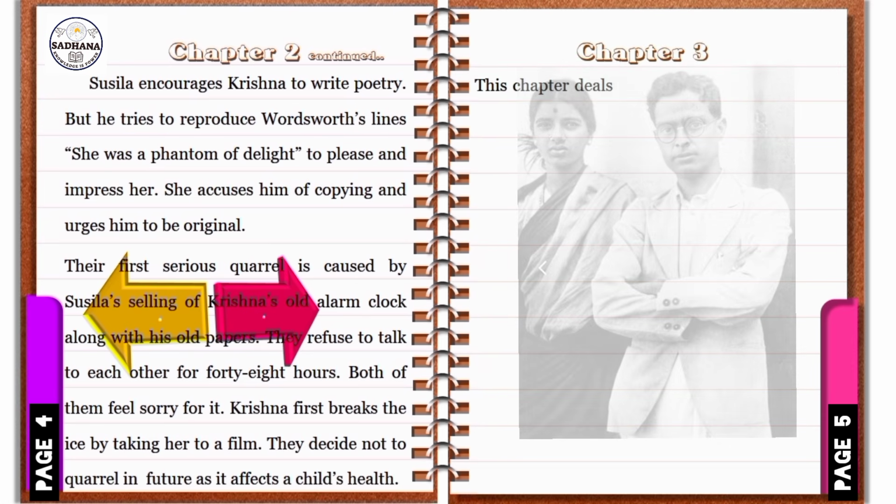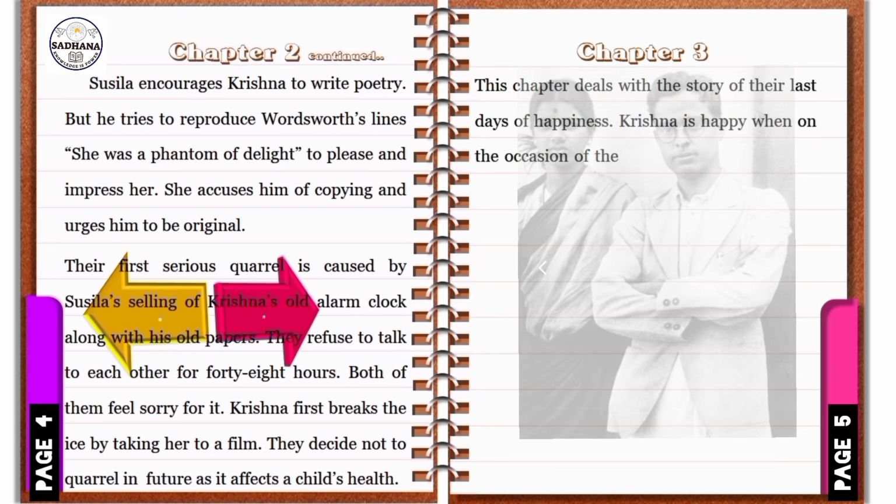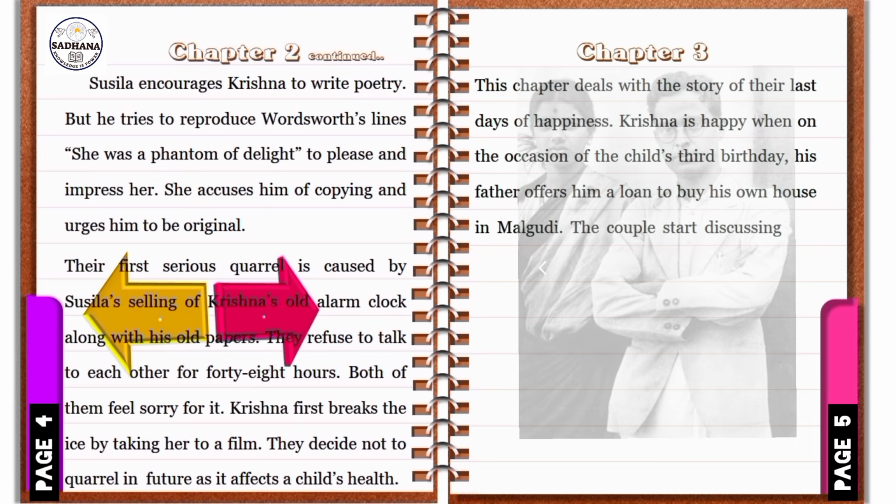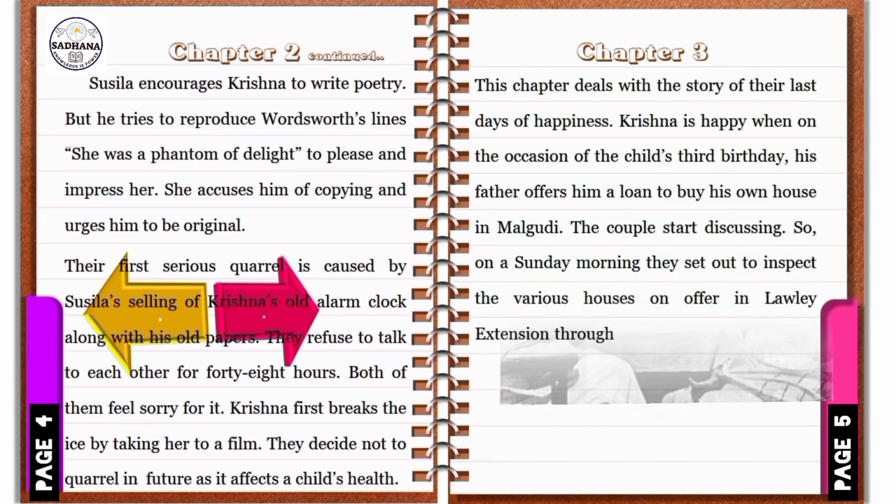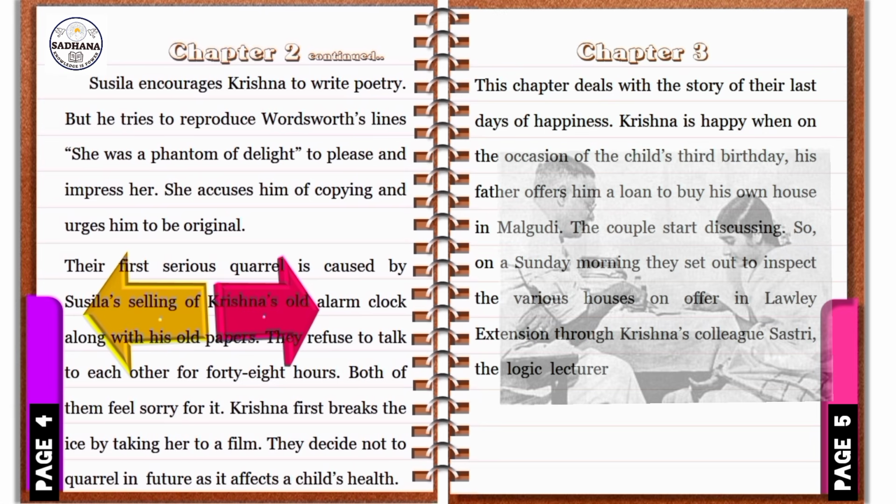Chapter 3. This chapter deals with the story of their last days of happiness. Krishna is happy when, on the occasion of the child's 3rd birthday, his father offers him a loan to buy his own house in Malgudi. The couple start discussing. So, on a Sunday morning they set out to inspect the various houses on offer in Lawley Extension through Krishna's colleague Sastri, the logic lecturer.